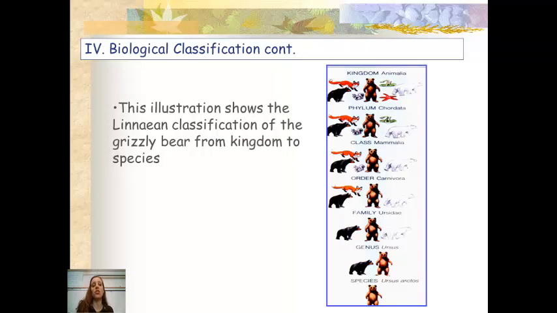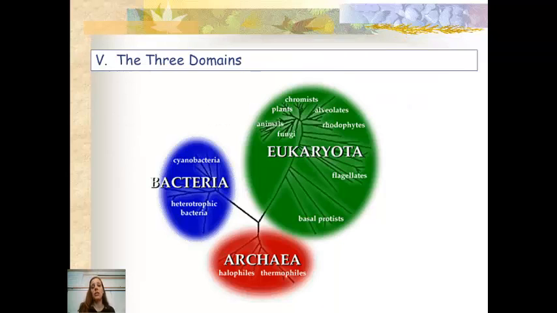So this illustration shows the Linnaean classification of a grizzly bear from kingdom to species. What you can see from this image is it starts very broad, and when it's broad, it includes a lot of different organisms. But as we move through the classification system, it becomes more and more specific, and there are fewer and fewer organisms that the grizzly bear is related to. All right, so let's talk about the three domains: bacteria, archaebacteria, and eukaryota.